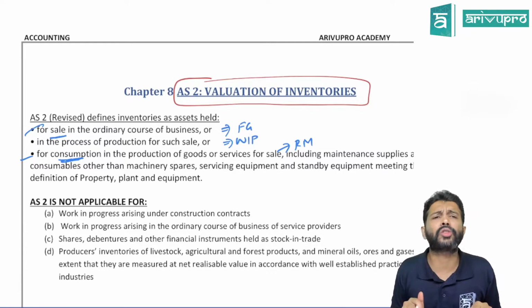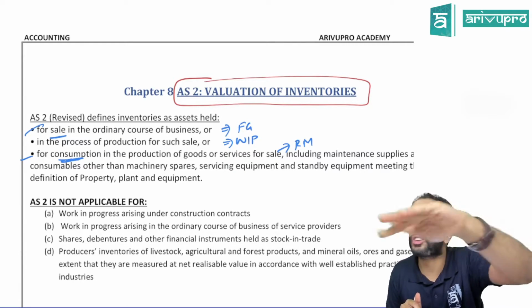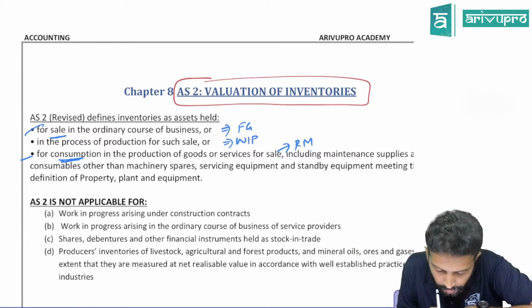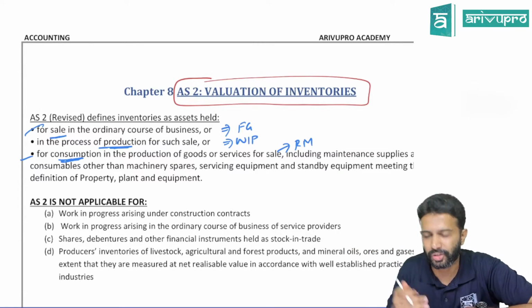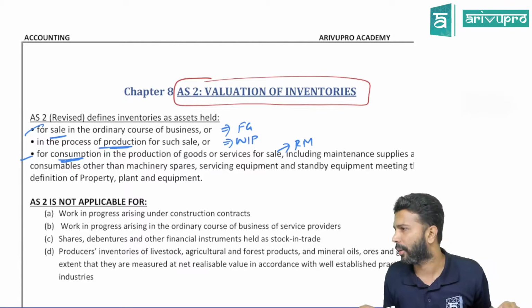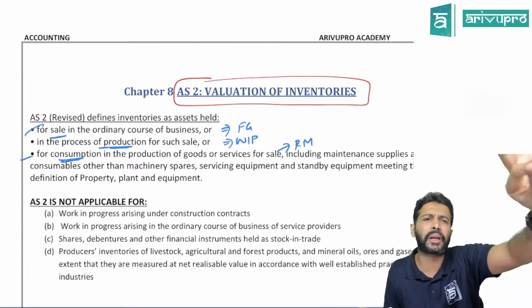So work in progress, what do we do? It is in the process of production. Okay. So these 3 are the components of inventory: raw material, work in progress and finished goods.